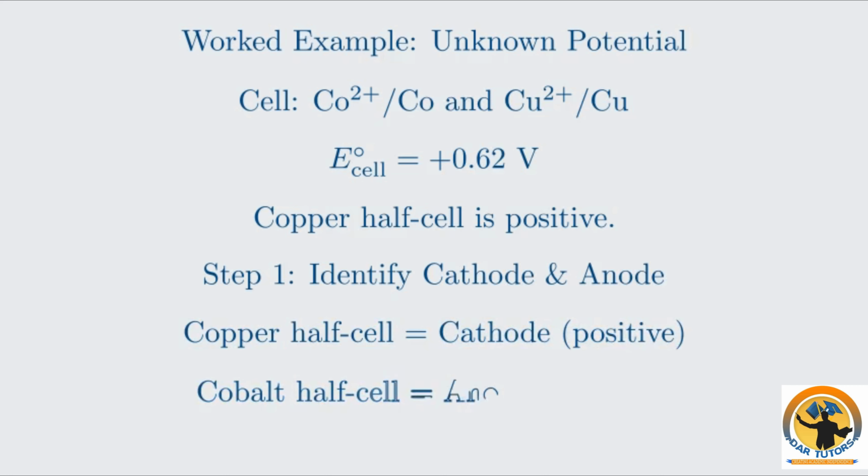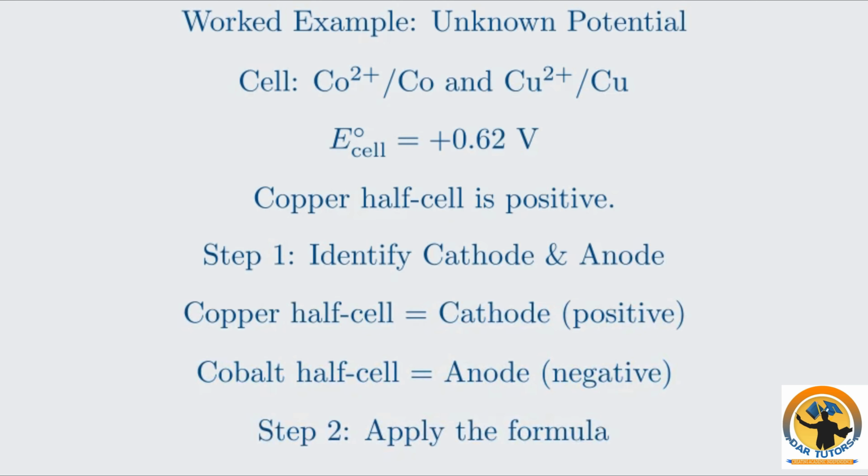This is a crucial first step. Misidentifying the roles will lead to an incorrect answer. Step 2. Recall the formula for standard cell potential and plug in the known values. The formula is E0 cell equals E0 cathode minus E0 anode.